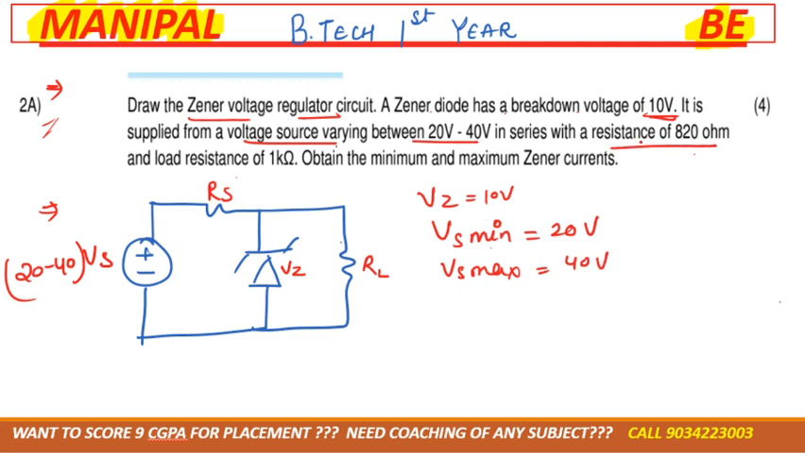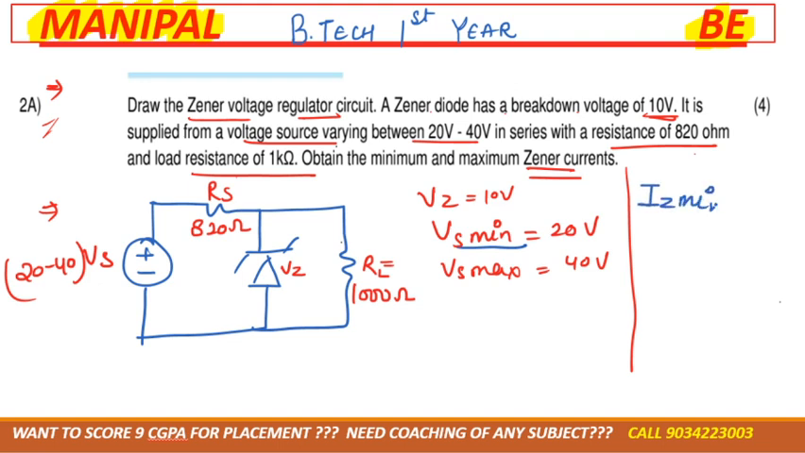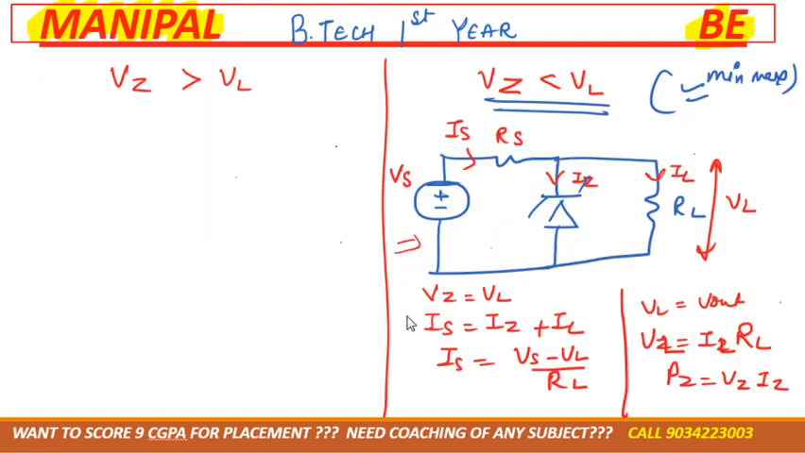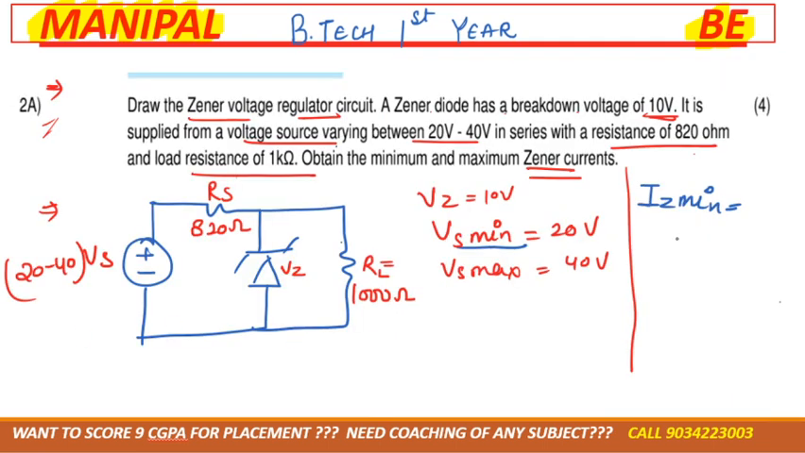In series with a resistance of 820 ohm, this is 820 ohm. Load resistance is how much? 1 kilo ohm, means 1000 ohm. Okay. Now we need to calculate zener current. So if we take the minimum, we will get the zener current minimum. So IZ minimum. See, just see this table and let me know which formula we can use for IZ. That is this, IS minus IL, right?